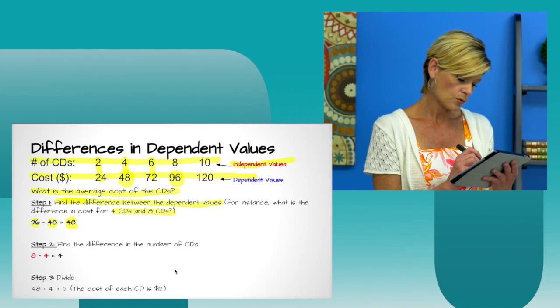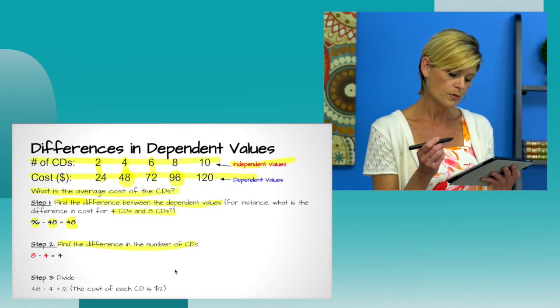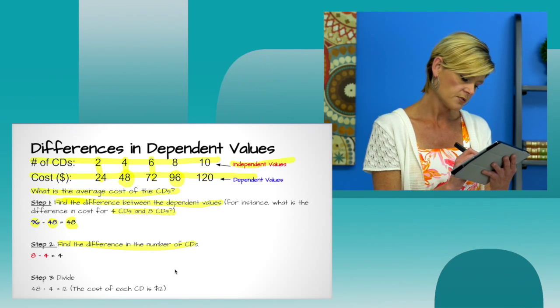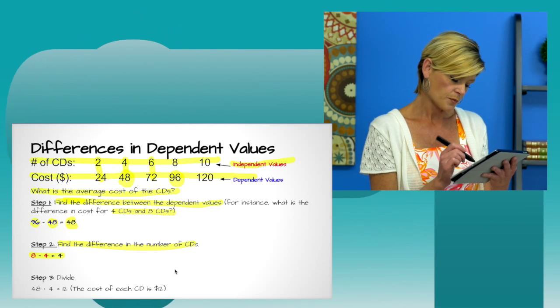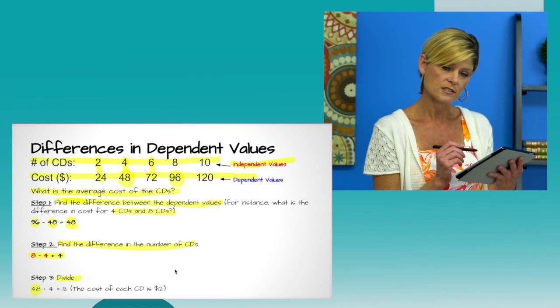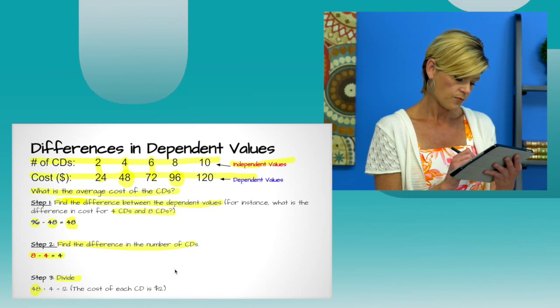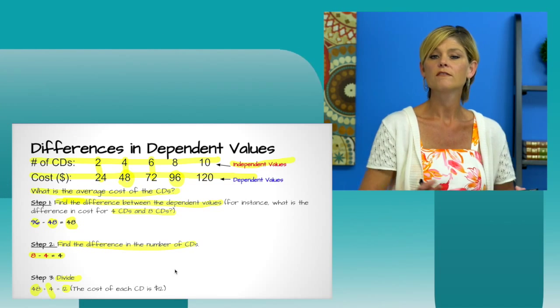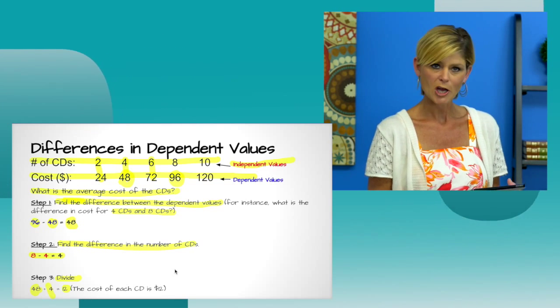The next step is to find the difference in the number of CDs, or in our independent values. Here we have 8 minus 4 is 4. Then, step 3, I simply divide. We're going to divide 48, which is the difference in cost, by 4, the difference in the number of CDs, and we come up with 12. So each CD costs $12.